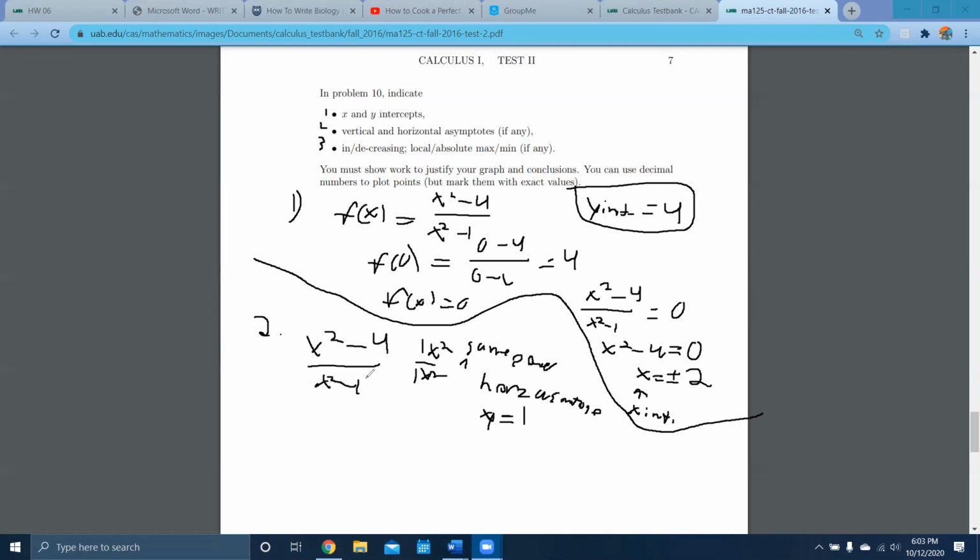For the vertical asymptotes, we find where this whole thing is not going to exist. So it's not going to exist when the bottom equals 0. So this equals 0, we find that x is going to equal plus or minus 1. So that's our vertical asymptotes.